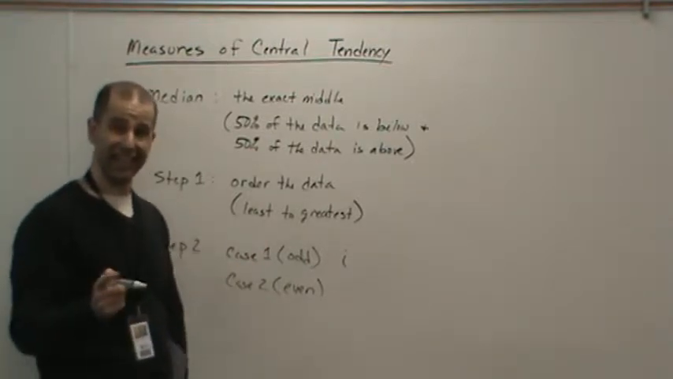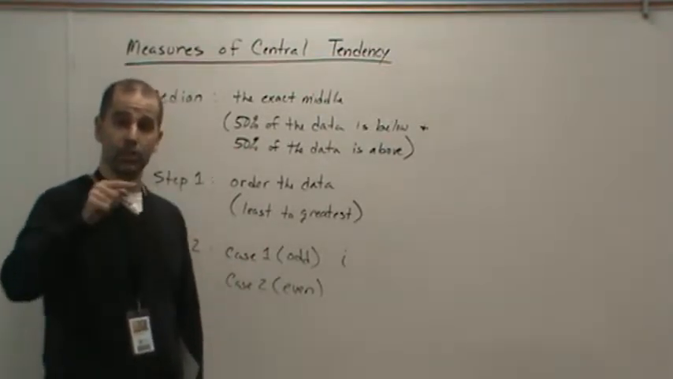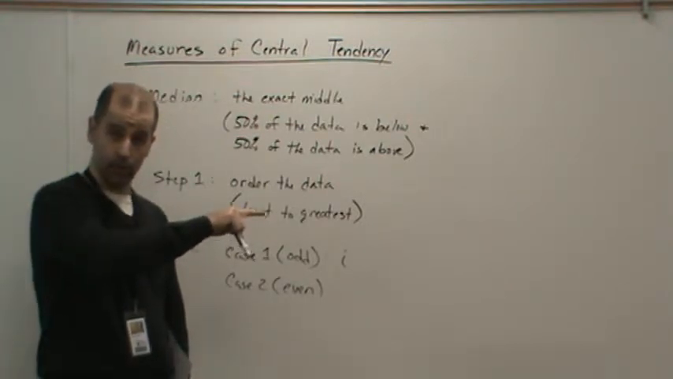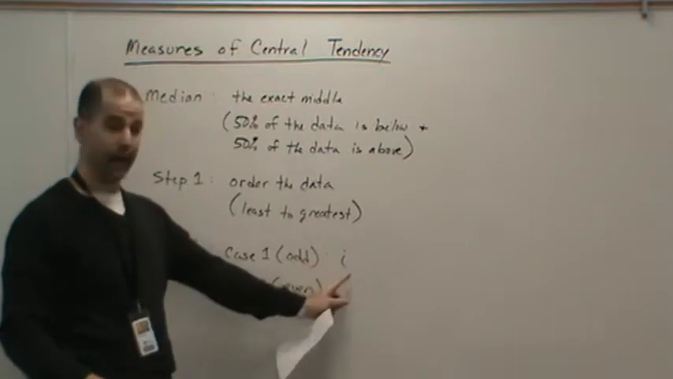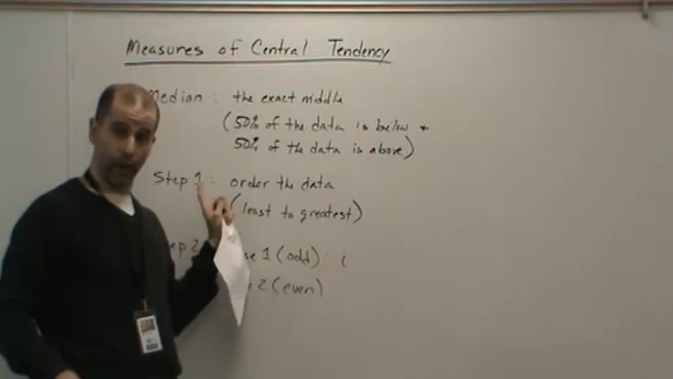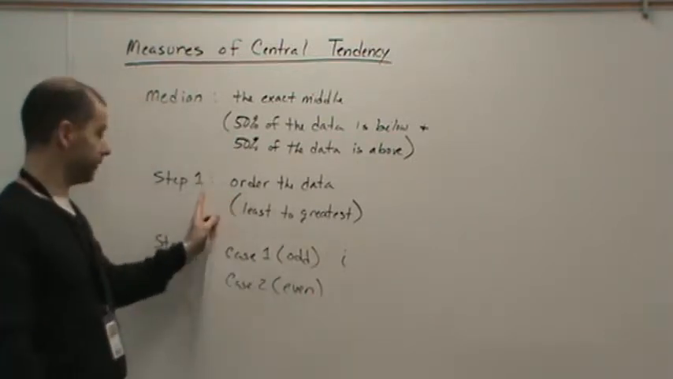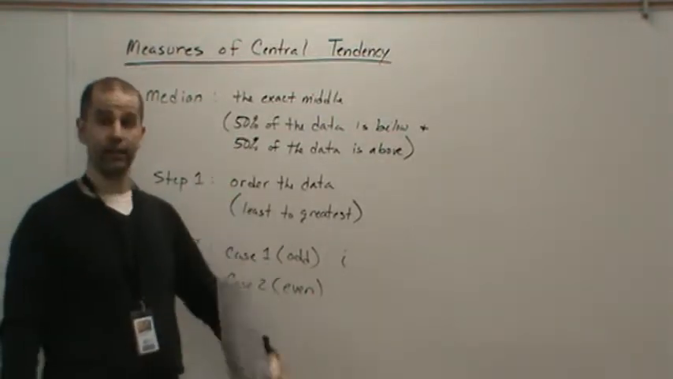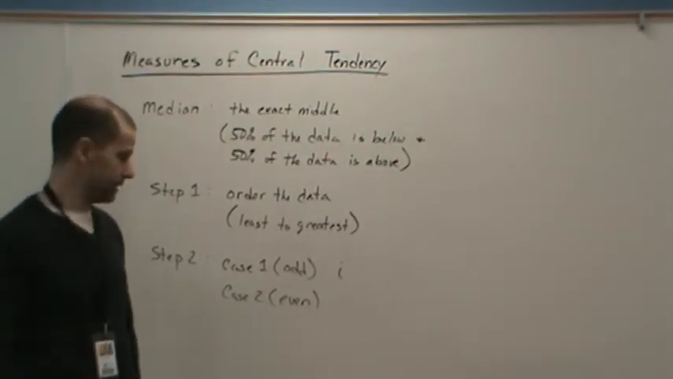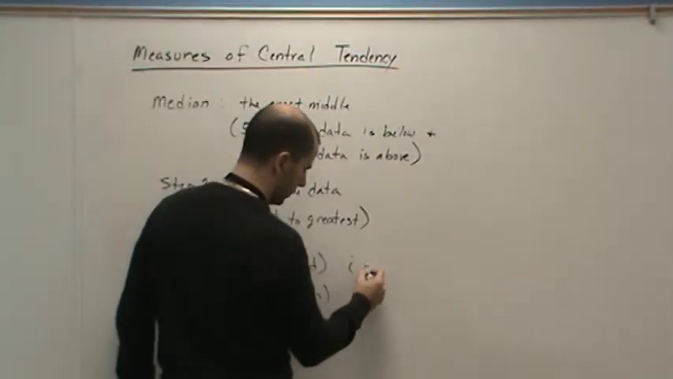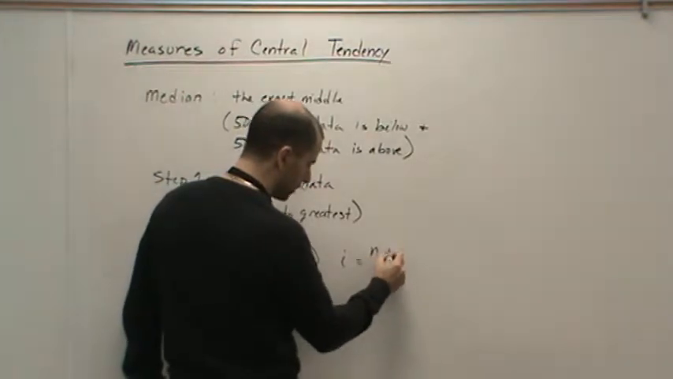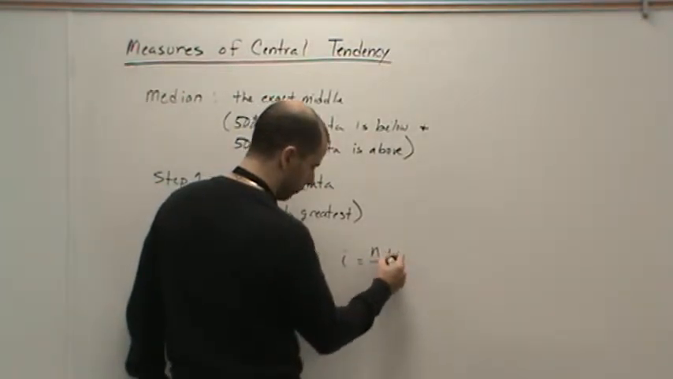So what we're basically saying is, how many positions do I need to count from one end of my data set to find the median? Okay, that's what i is going to tell you. How many numbers do I need to count from one end of my data set, given that it's ordered, to get to the median? Okay, so if it's an odd number of values in my data set, the formula that I'm going to use is going to be n plus 1 divided by 2.